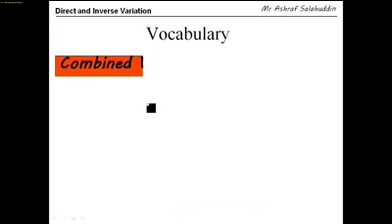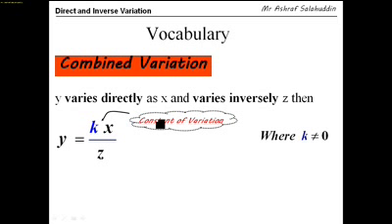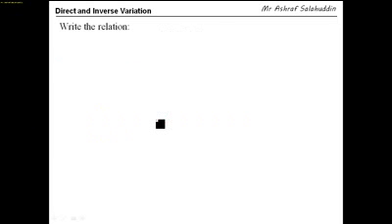A new vocabulary we have here is combined variation. We say y varies directly as x and varies inversely as z, so we write the relation as y equals kx over z, where k is the constant of variation.